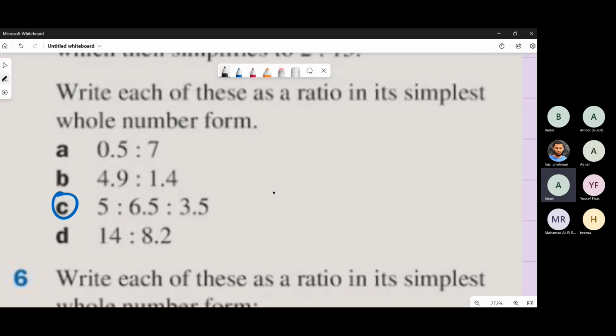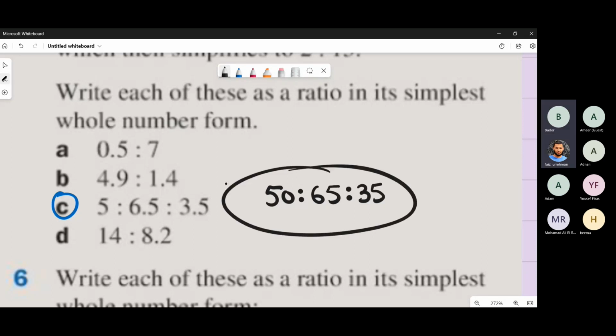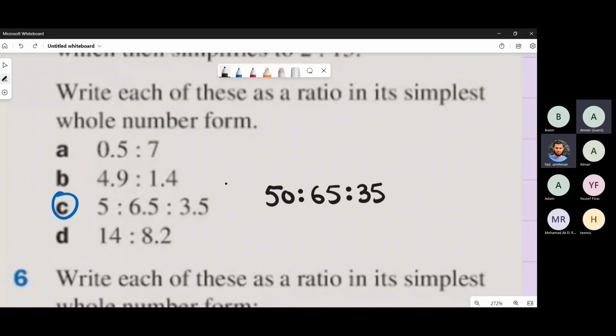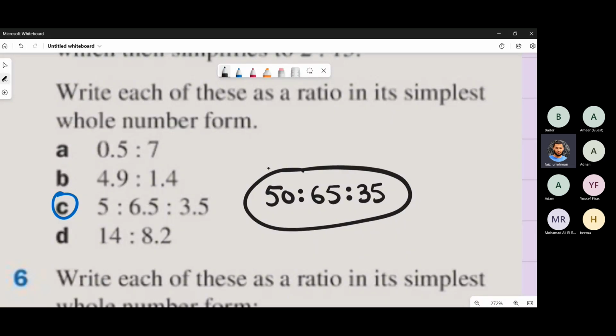50 to 65 to 35. Badr, did you understand what just happened, or are you confused about where these new numbers came from? Okay. Now, is this in the simplest form? No. Is it possible to simplify it? It is possible, yes.